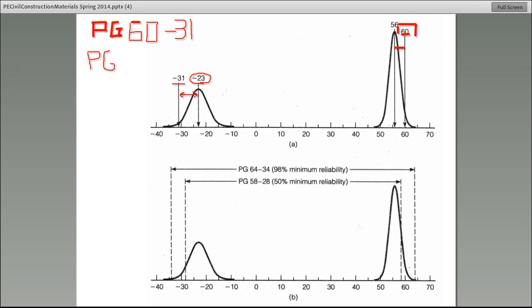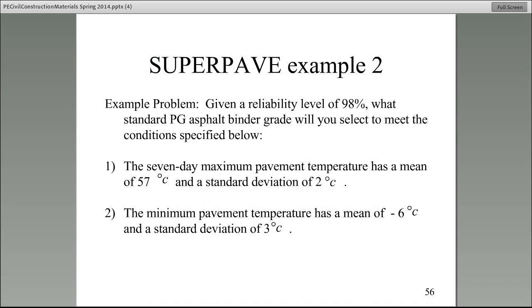For PG60, we don't have it, so the closest one would be PG64. Does everybody agree? And then do we have a minus 31? No. To get minus 31 protection, where do we go? Minus 34. So there it is. For 98% reliability, we would use PG64 minus 34. All right? So PG64 minus 34 would be the 98% reliability, and 58 minus 28 is 50%. Guys, this is the method that you use to design a binder.